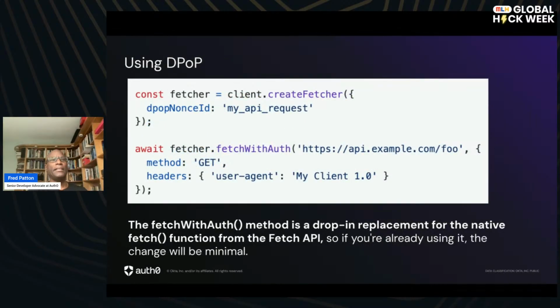And using it, basically, it's modeled after fetch. So this would pretty much look familiar. Some funny business with the DPoP nonce ID that basically sets up a slot where you're going to be storing the server nonce for particular APIs. So you just indicate what API it's going to do. You create the fetcher. And then after that, you're pretty much in familiar territory where you've just got an auth-enabled fetch, and it's taking care of things for you underneath.